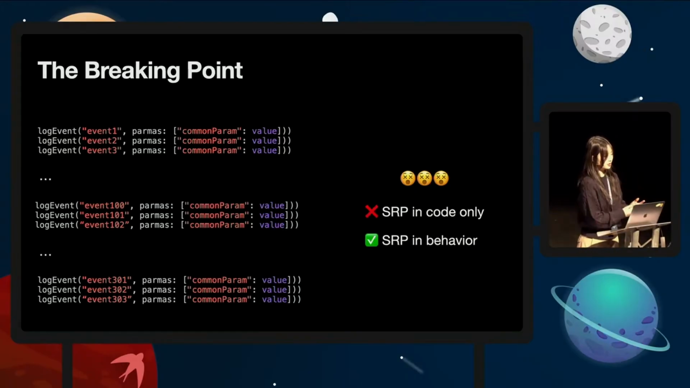It was a nightmare, and not just because of the repetitive work, but because any small mistake could cause unexpected side effects. QA became harder, regression risk went up. And that's when it hit me. I had applied the single responsibility principle only to code structure, but never to user behavior. Events are meant to represent behavior, and behavior deserves its own architecture.